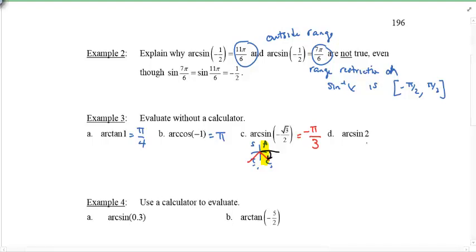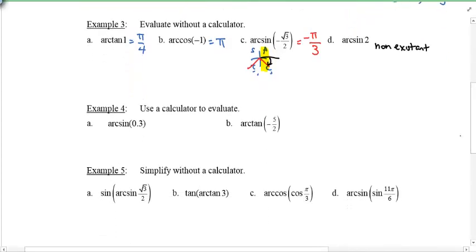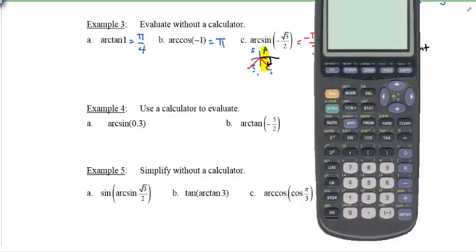Arcsin of 2, I hope you said this doesn't exist, because there's no angle whose sine value gives me the value of 2. Opposite over hypotenuse can't be bigger than 1. So those were ones without a calculator because they were nice special angles or special ratios. These are not, so just bring out your calculator and calculate, please.